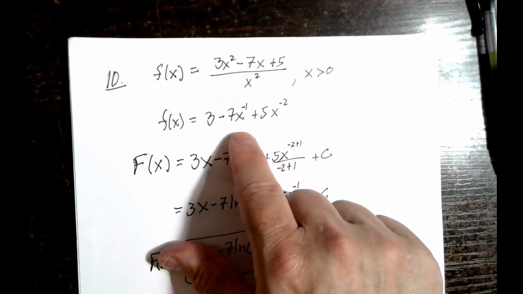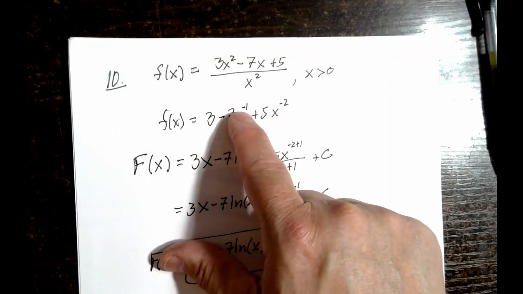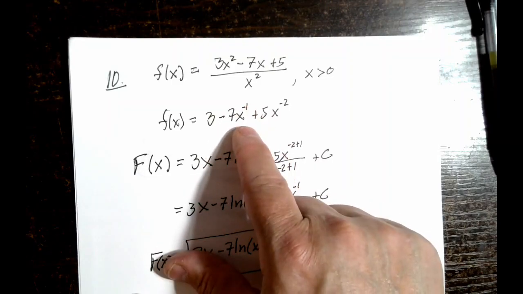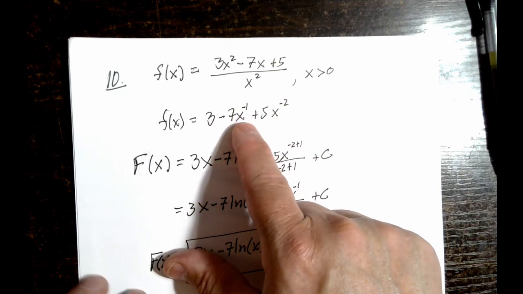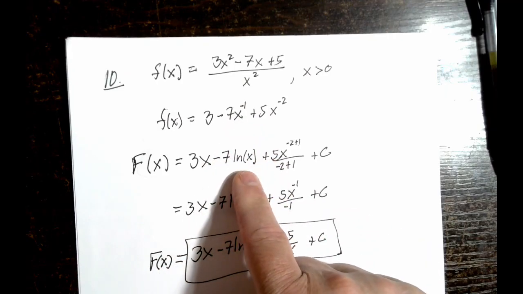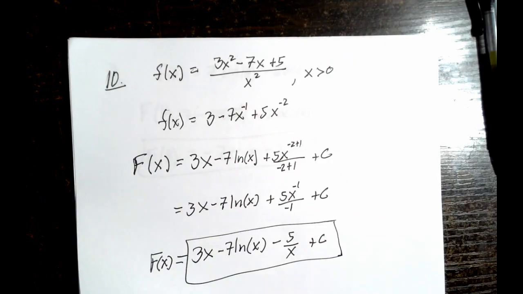Keep in mind when you go to take the antiderivative of x to the negative 1, it's real easy to say, alright, I'm just going to add 1 and divide by that new exponent. Well, then you're dividing by 0. So you've got to catch yourself. When you have x to the negative 1, that's 1 over x. And we know the antiderivative of 1 over x is ln of x. So watch out when you get x to the negative 1.